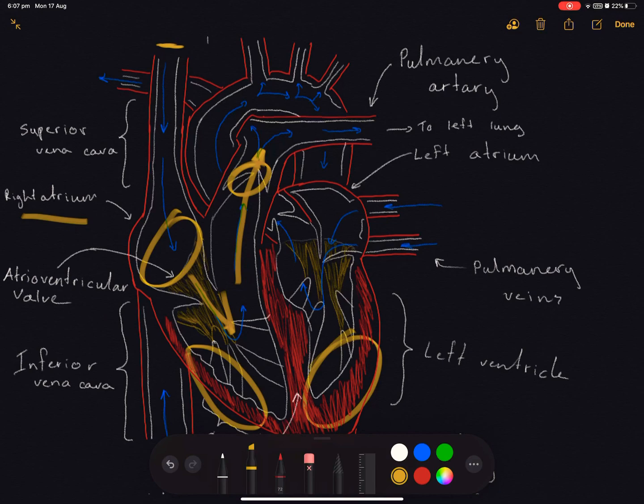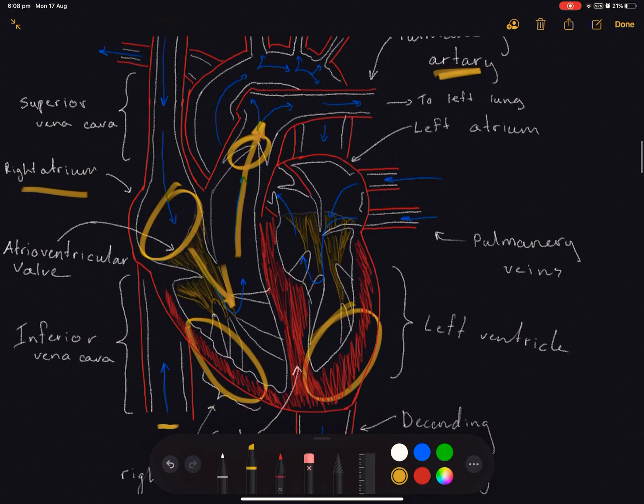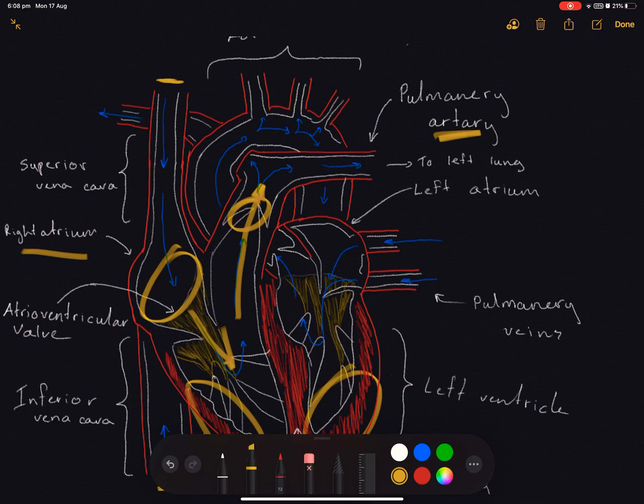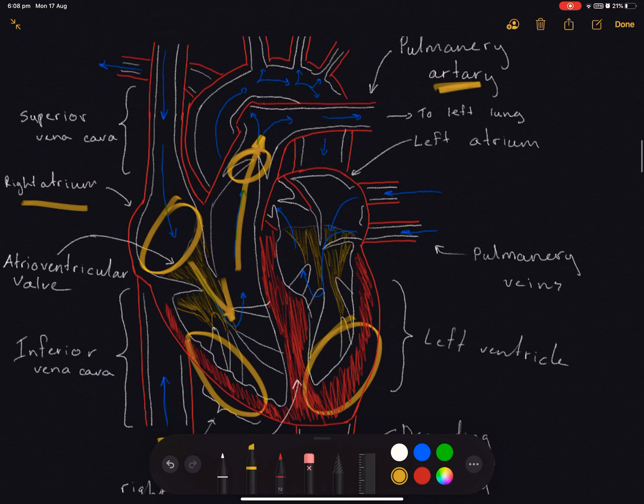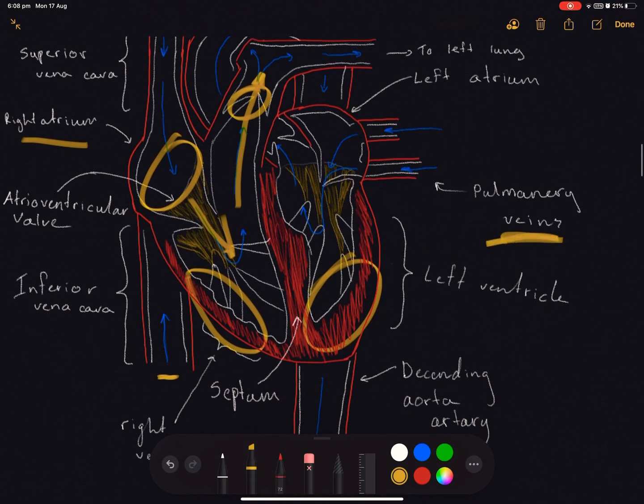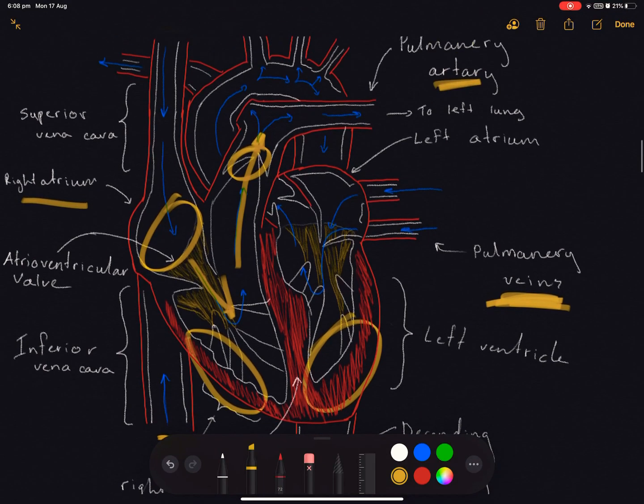Which it then splits into the pulmonary artery, right? And this is the exception. So the pulmonary artery, even though it's an artery, is actually blue. That is because it doesn't have oxygenated blood. So these go to the right lung and the left lung, after which, once they return, they will return through the pulmonary veins, because it always goes to the heart.